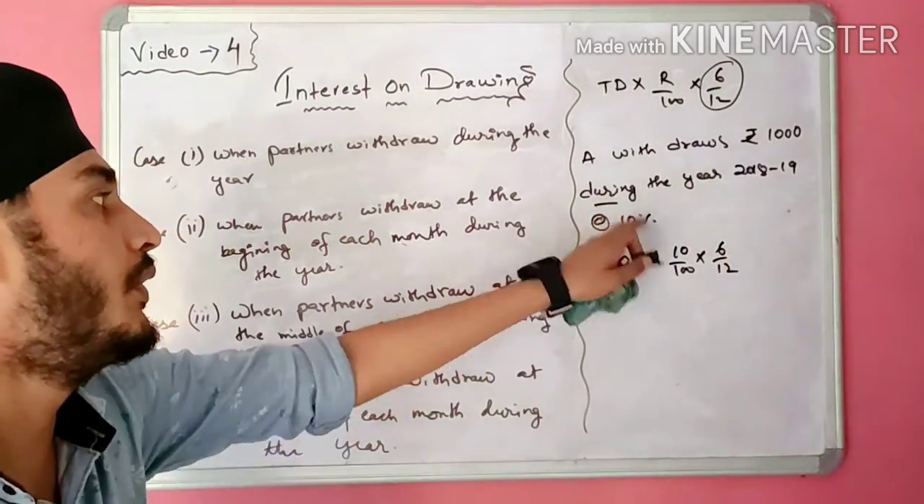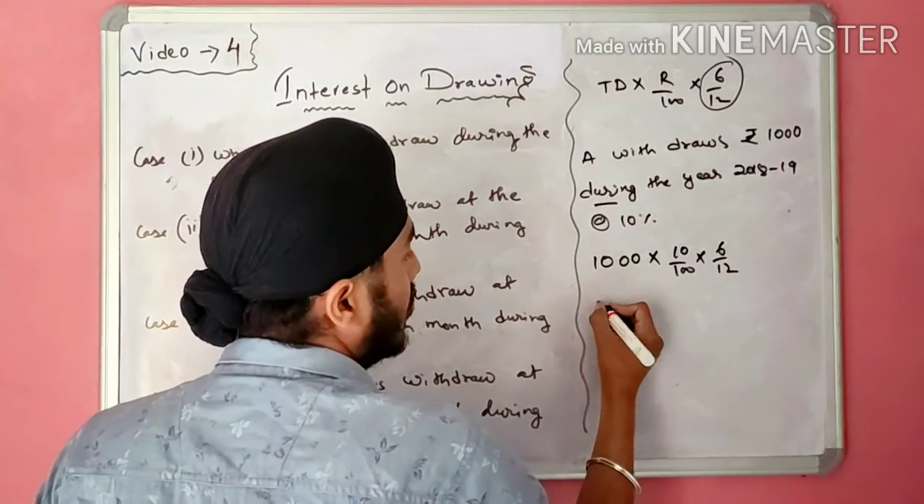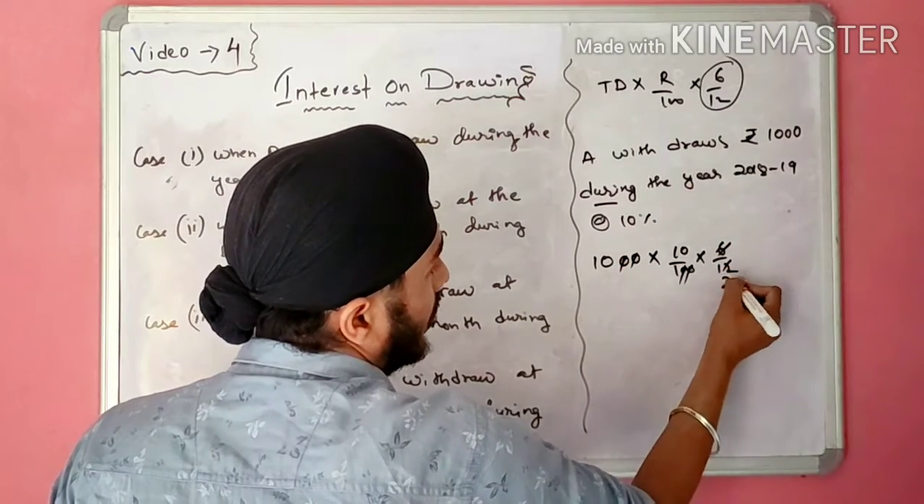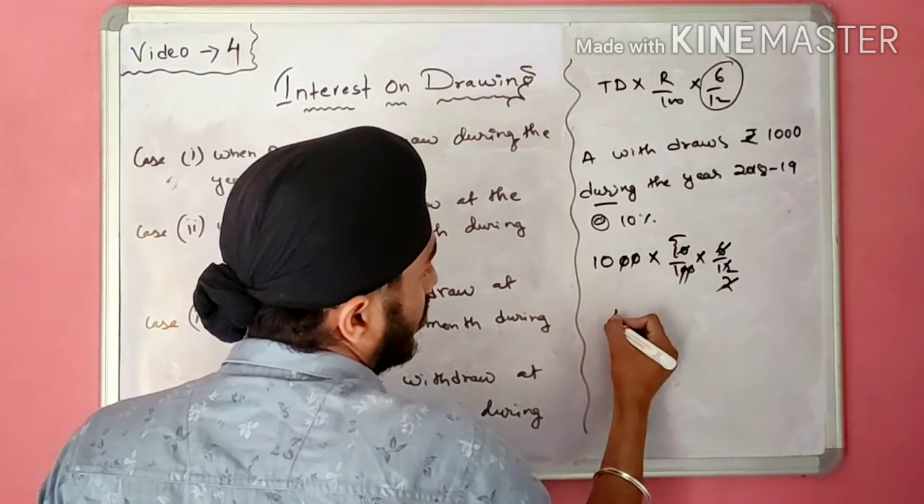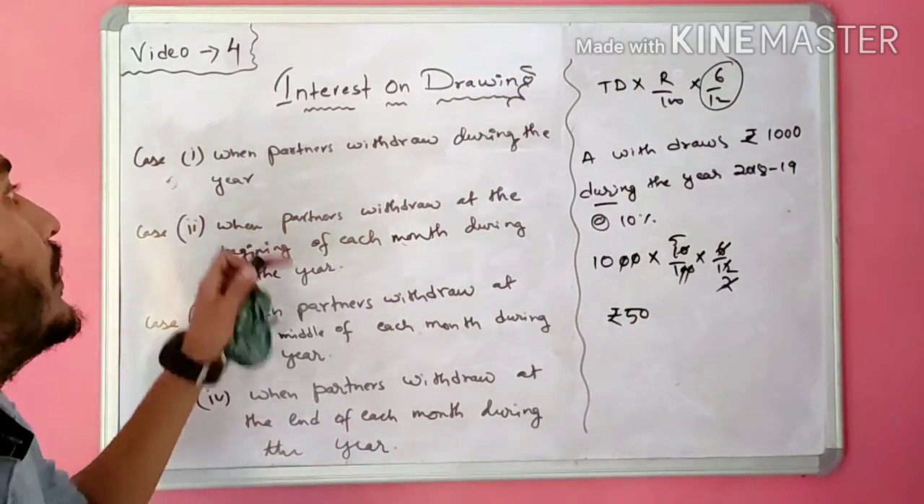Whenever the partners withdraw during the year, we will take the time period to be half yearly, that is 6 by 12. So what will be the drawing? 0 0 cancel. 6 2s are 12. 2 5s are 10. So rupees 50. So this will be the interest on drawing when partners withdraw during the year.